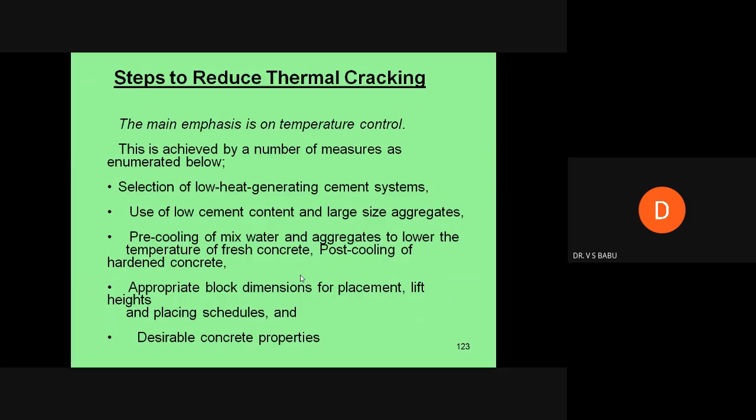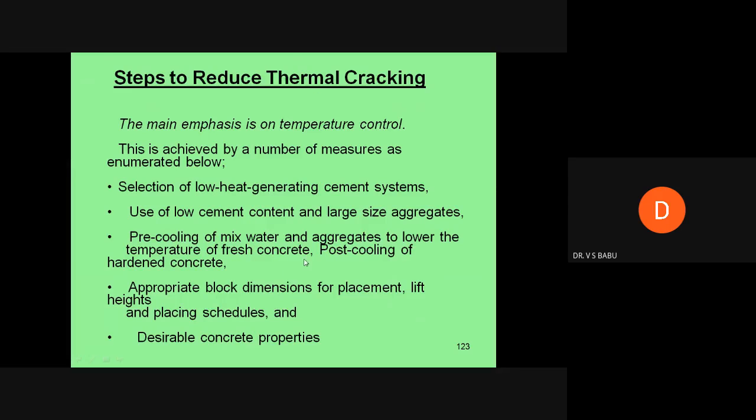There are so many types of cement, such as oil well cement. In that, because this is a massive structure, once it undergoes the heat of hydration, what happens? Tremendous heat is generated in the massive structure. So you have to select a cement that produces a very low quantity of heat, such that your thermal gradient will be under control.